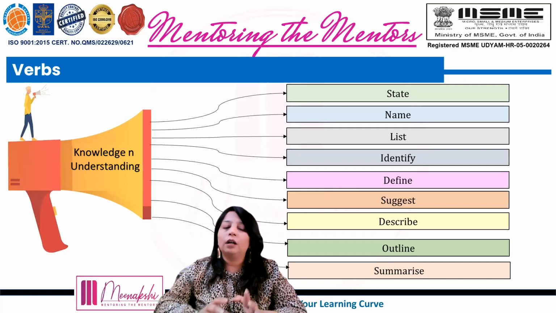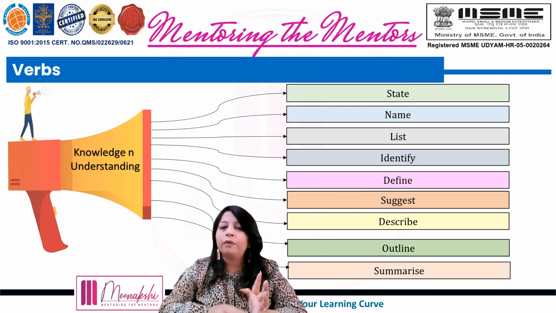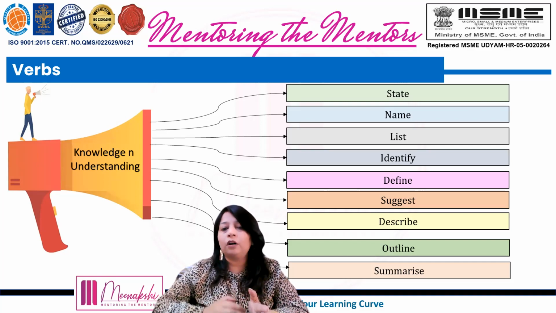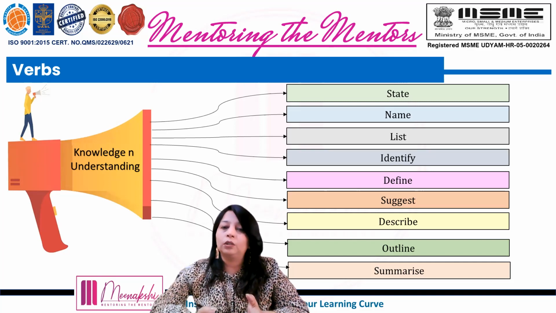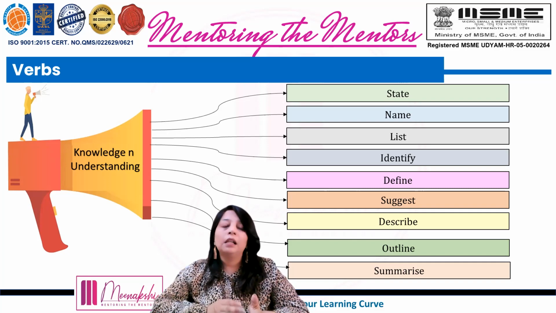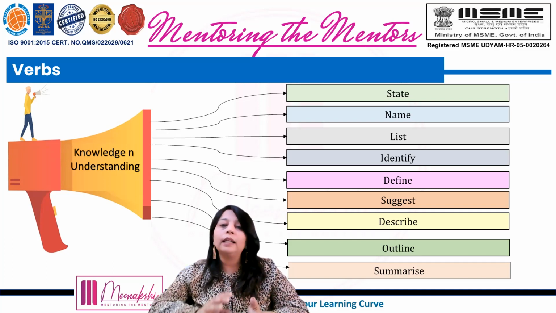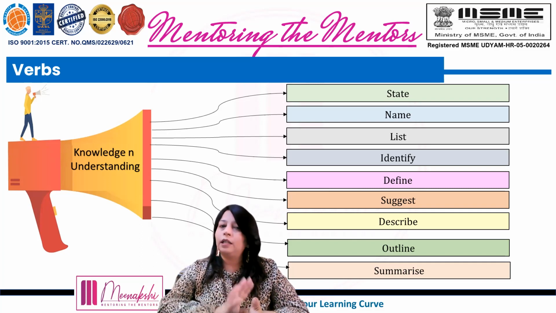The questions will be framed with these types of verbs. I'm saying these types of verbs because you can go beyond that also. They have just given a few words: state, name, list, identify, define, suggest, describe, outline, and summarize. See, for all these terms, you just check your students' knowledge and understanding.